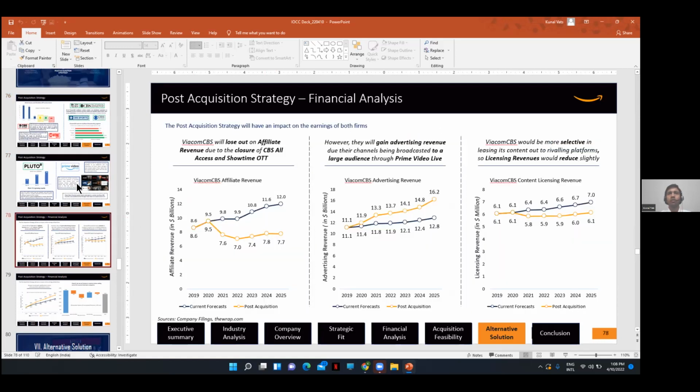And then we looked at the different revenues, how they would be impacted after the transaction. And you can see the reasoning here on the slide, what we've written out for each of these revenue types.